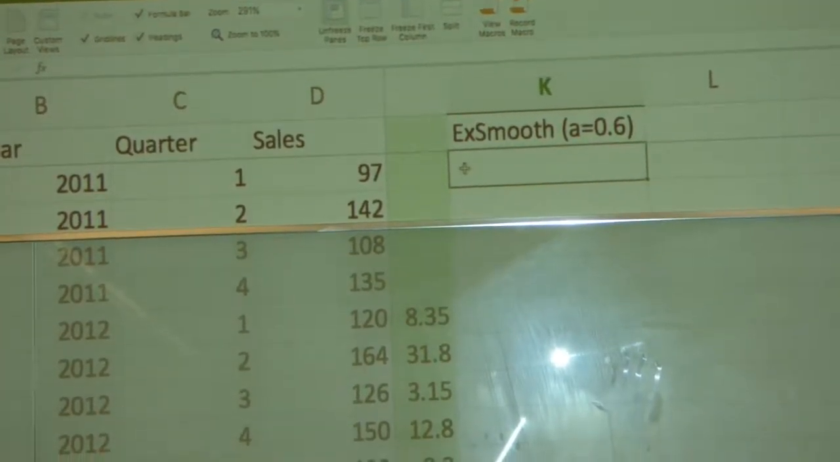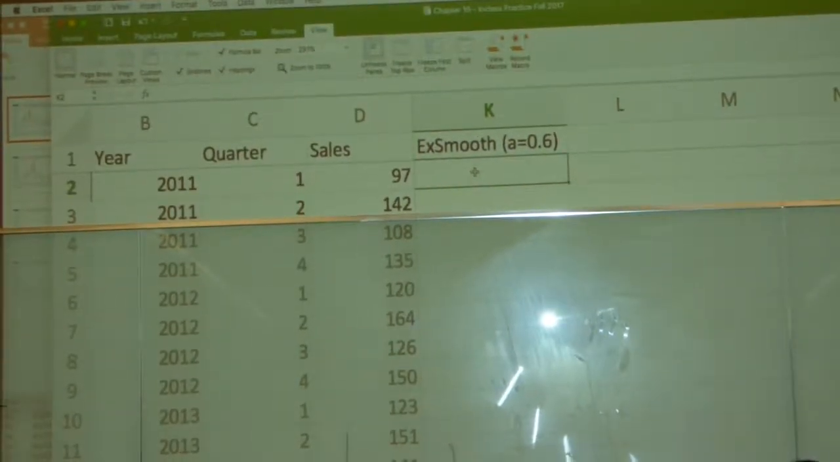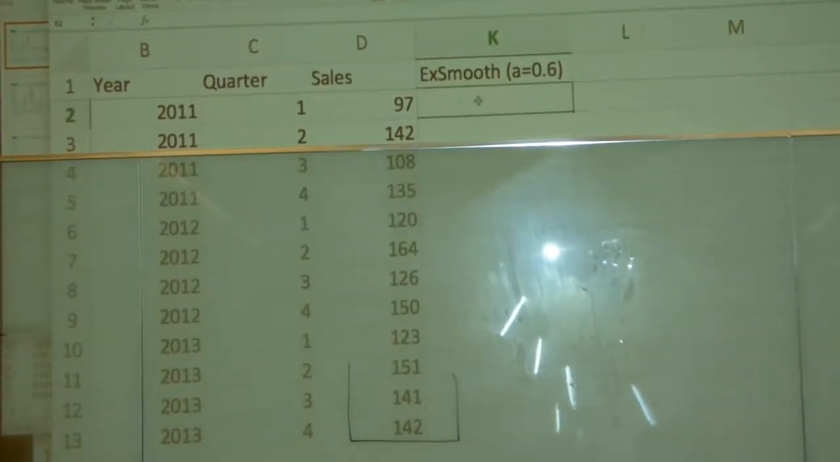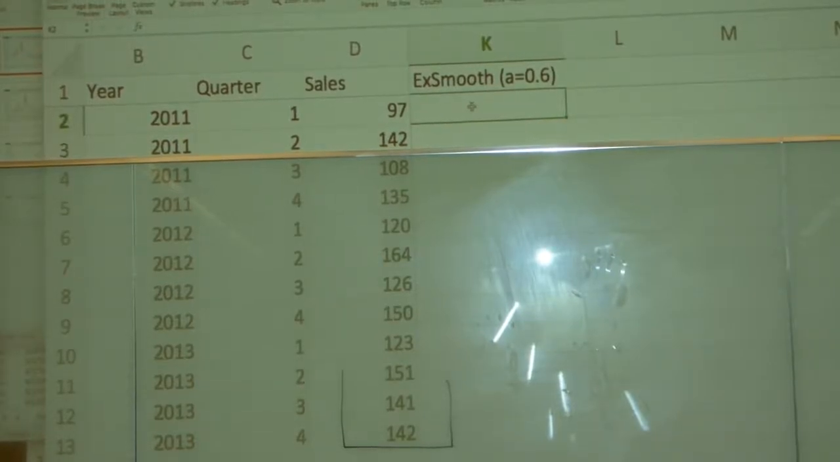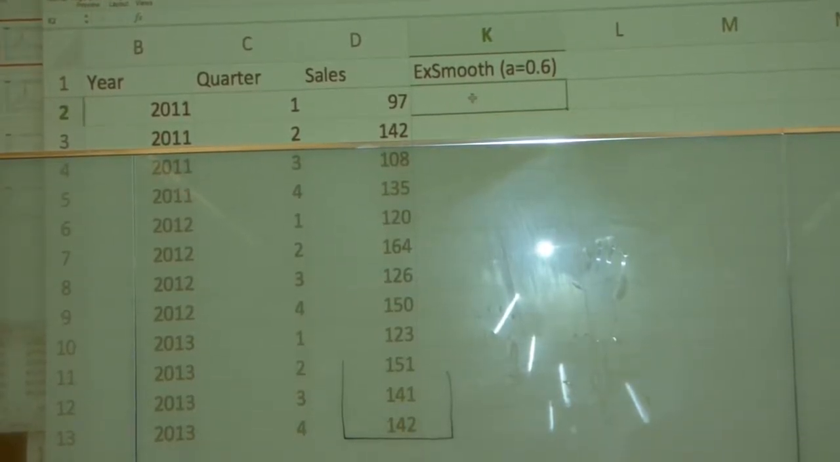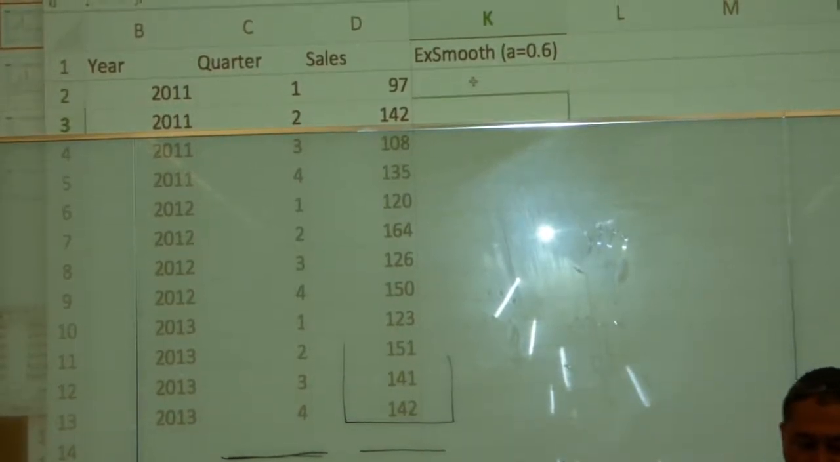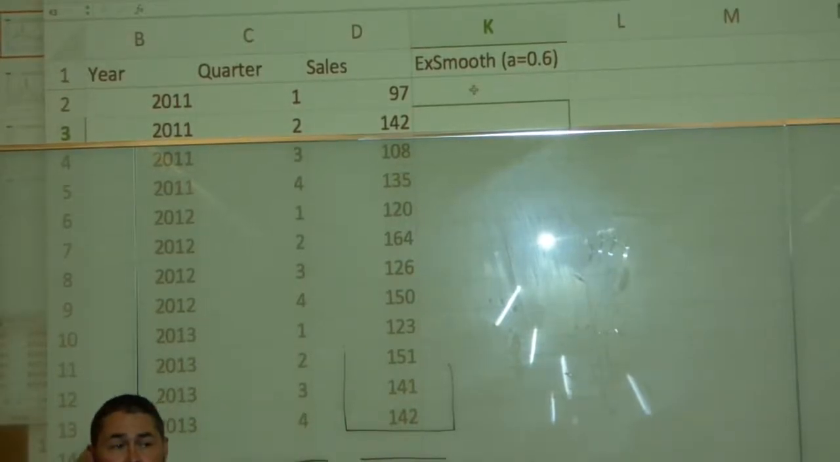And again, these are my original sales. This is my actual data. Now, I can't have a forecast for the first period because I don't have previous periods. But unlike the other moving averages, I can start with my exponential smoothing right away with my second period, because all I need is the previous information to do it.